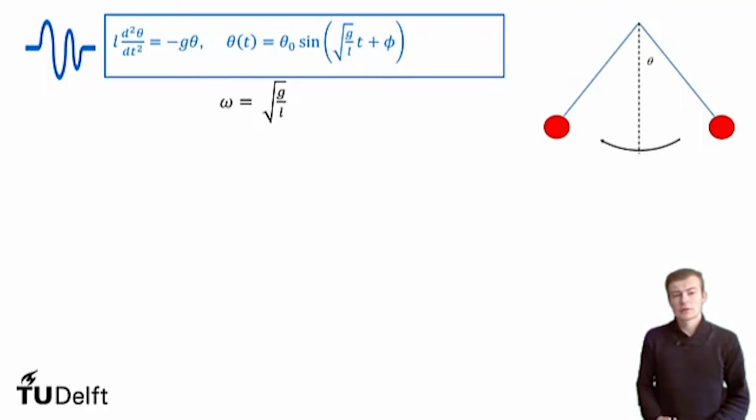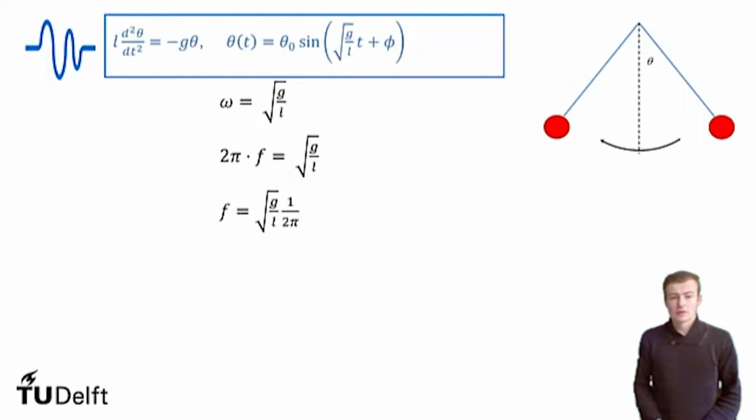But we know that the angular frequency is equal to 2 pi times f, and therefore f is equal to the square root of g over L divided by 2 pi. We also know that T is equal to 1 over f, so therefore T is equal to 2 pi divided by the square root of g over L, and therefore it's also equal to 2 pi times the square root of L over g.